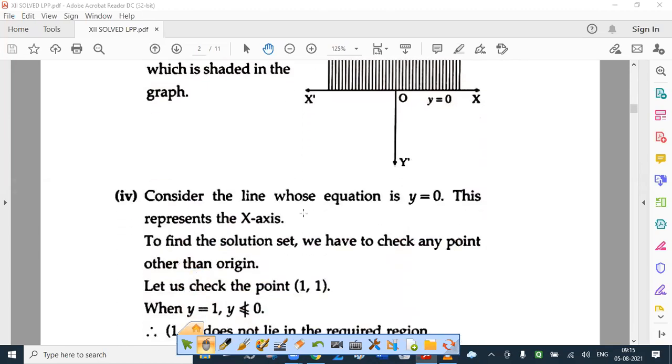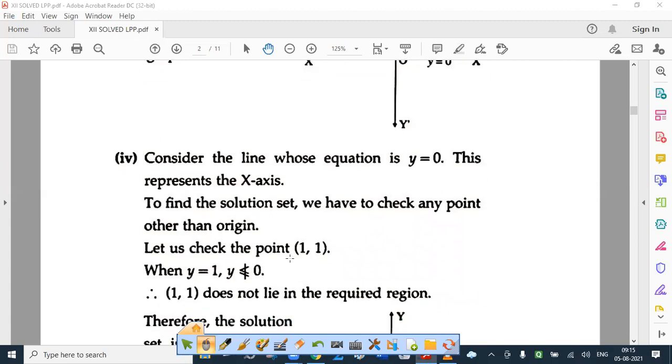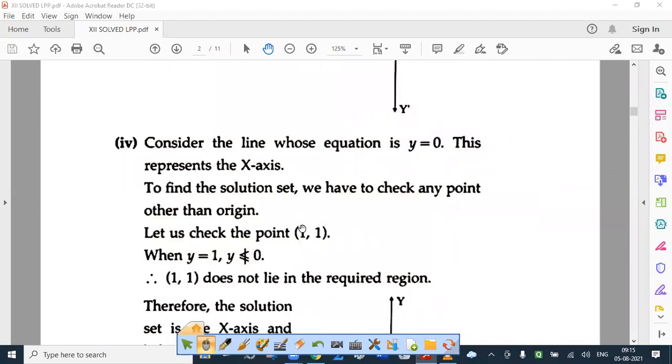Consider the line whose equation is y equal to 0. This represents the x-axis. To find the solution, we have to check any point other than the origin. Say 1, 1. If you do not want 1, 1, you can take 11, 11 also. You may ask, can we take 1000, 1000? Yes, you can. But how to plot that point? For that, we'll have to mention the scale and so on. So why take 1000, 1000? Take 1, 1, 2, 2, etc.